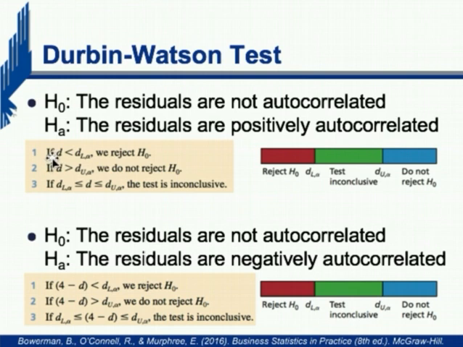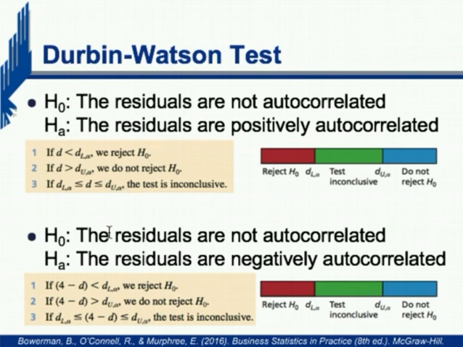Now, if the D is less than the lower value, that's D L alpha, then we reject the null hypothesis, which means that the residuals are positively autocorrelated. But if D is greater than the upper critical value, then we do not reject the null hypothesis, or the residuals are not autocorrelated. However, if D is in between those two critical values, then the test is inconclusive, meaning we cannot say if the residuals are autocorrelated or not autocorrelated.